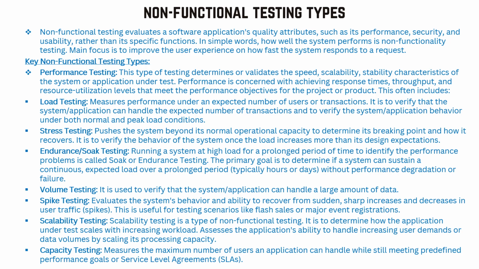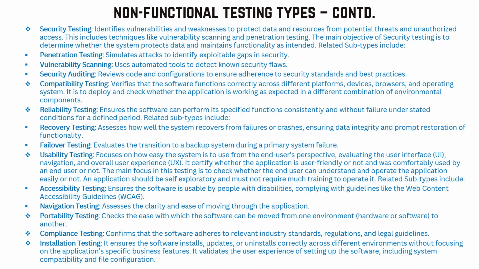Then capacity testing measures the maximum number of users an application can handle while still meeting predefined performance goals or service level agreements, or SLAs. So these are the different types of performance testing: load, stress, endurance or soak, volume, spike, scalability, and capacity testing. Now let's understand a couple of more key non-functional testing types. So we'll go with security testing. Security testing identifies vulnerabilities and weaknesses to protect data and resources from potential threats and unauthorized access.